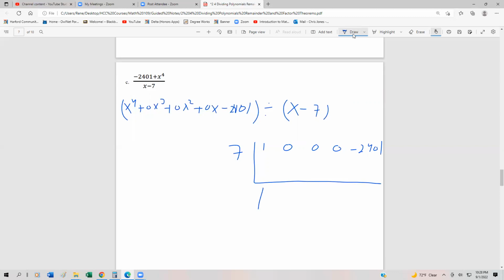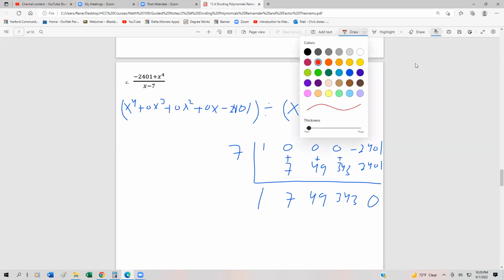We drop down the 1, 7 times 1, 7. Add those together. 7 times 7, 49. Add those together. 7 times 49, 343. Add those together. And then finally, 7 times 343. Remember, we did that in the second video. That's 2401. We add those together, and that's 0.